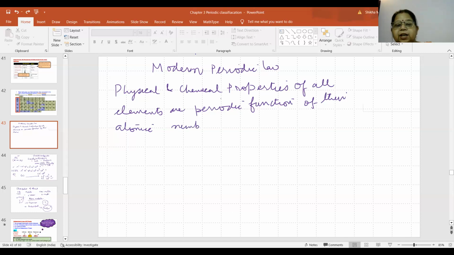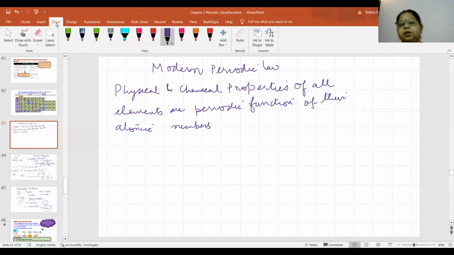Remember, I gave you almost the same statement when we talked about Mendeleev. In Mendeleev's periodic table, atomic numbers are replaced by atomic masses, right? So just remember one statement: if you are writing atomic numbers, it will be the modern periodic law, and if you're writing atomic masses, it will be Mendeleev's periodic law.